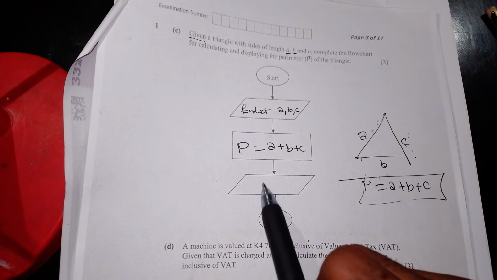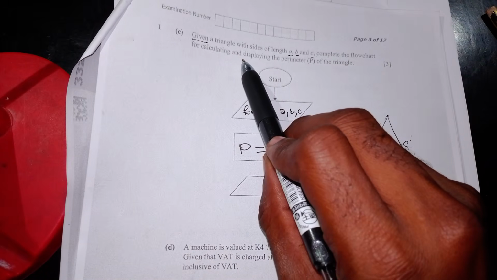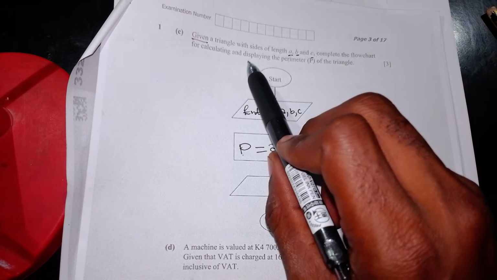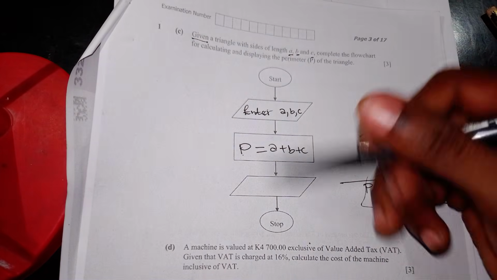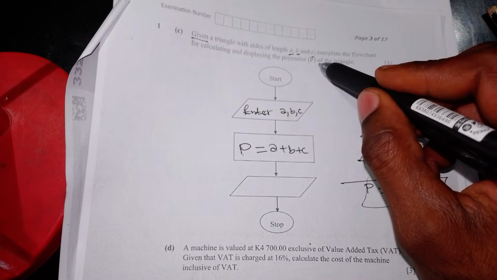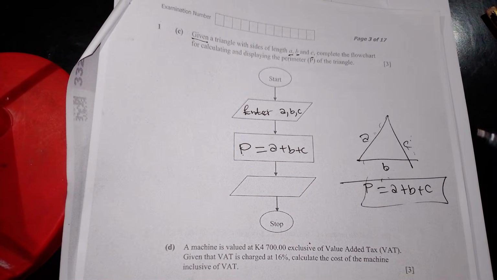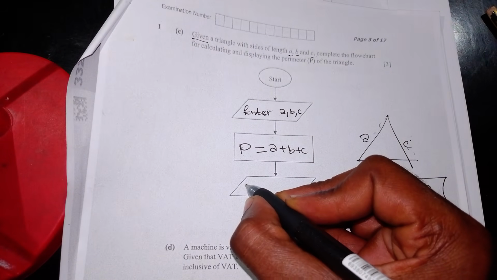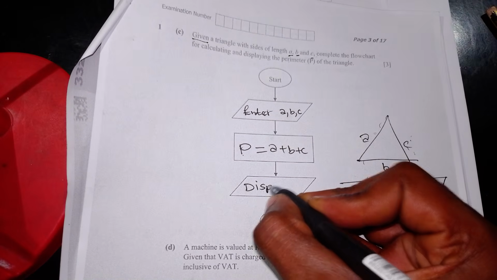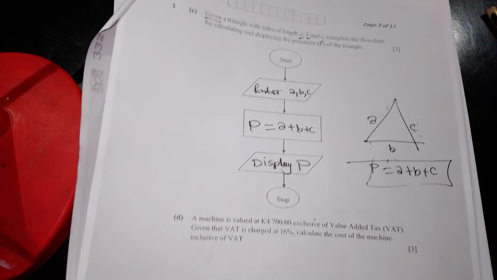And then on the part of the output, you check. So at the end we have this statement and displaying the perimeter of the triangle. So the whole point of this is to display the perimeter of the given shape. So here we can just say display P like that, and they're done.